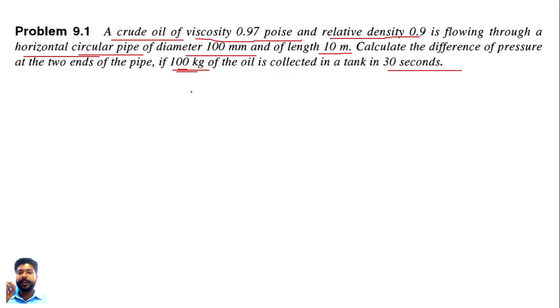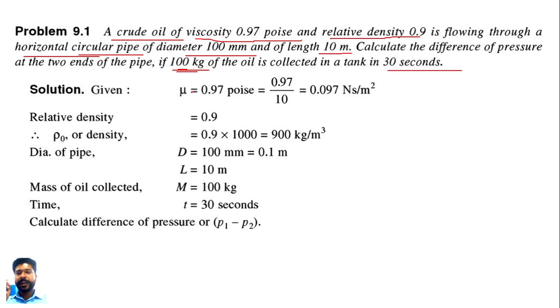This is your mass flow rate, that is 100 kg of oil collected in a tank in 30 seconds. Here is your given data. Mu, that is your viscosity, is given in poise. We always need to convert all the parameters into SI format. So the viscosity is 0.97 poise. To convert to SI unit, that is Newton second per meter square, we divide by 10, so that we have a viscosity in SI unit, that is 0.097 Newton second per meter square.